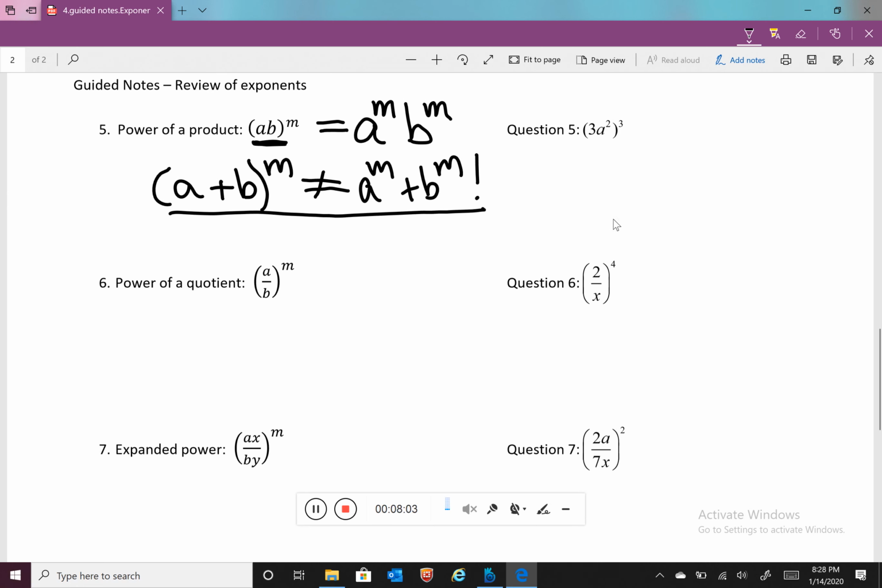Rule number 6 is very similar to rule number 5. The only difference here is that instead of a and b being connected by multiplication, they're being separated by division. So we can use the same rule here. This is a to the mth divided by b to the mth.